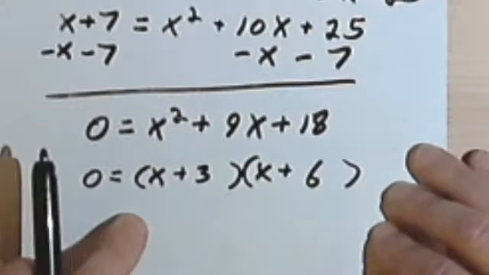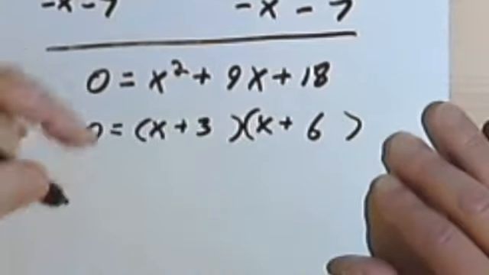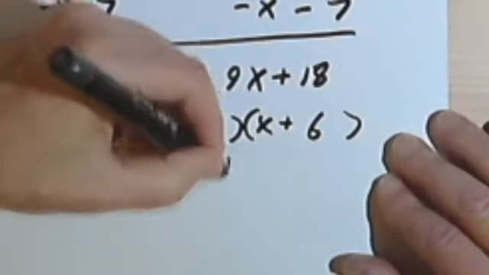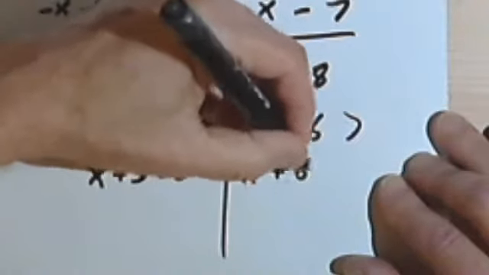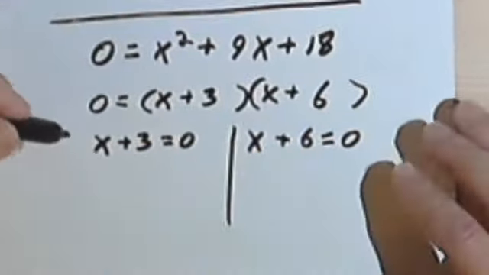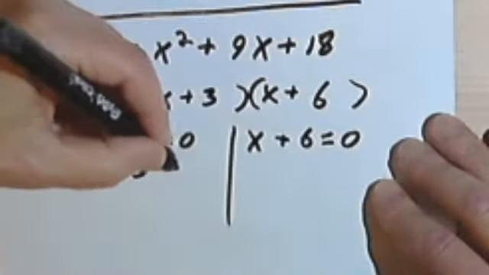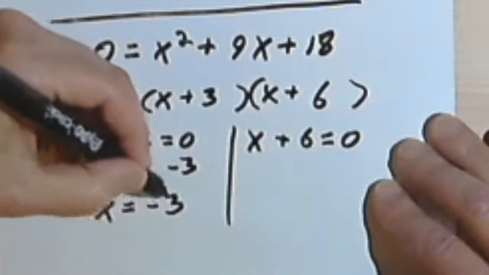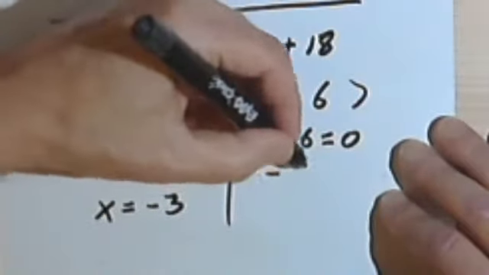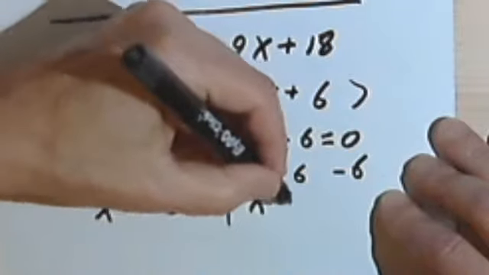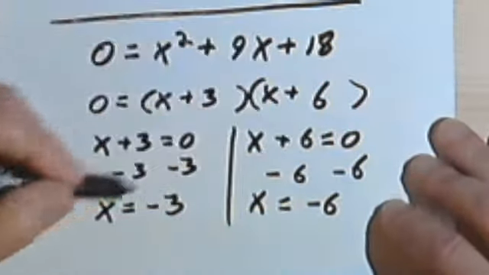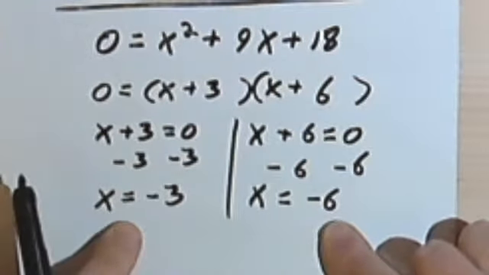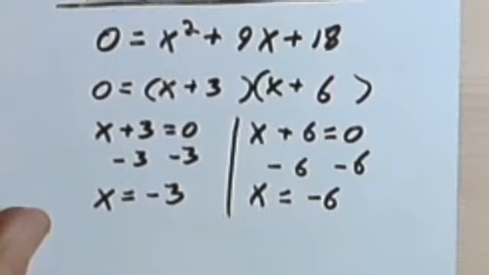Now that I've got it factored, I want to set both of the factors equal to 0. So I've got x plus 3 equals 0, and x plus 6 equals 0. Solving these, I'll subtract 3, and I'll get x equals negative 3, and subtract the 6, and I'll get x equals negative 6. So it looks like these are going to be my answers. X equals negative 3 and x equals negative 6. But we've got to check them.